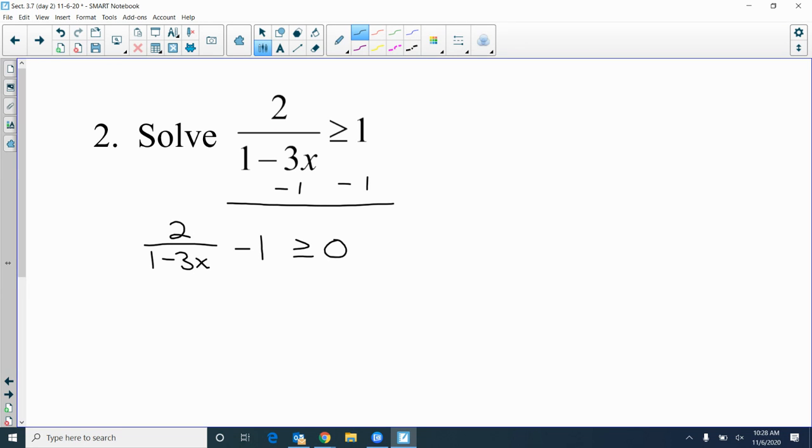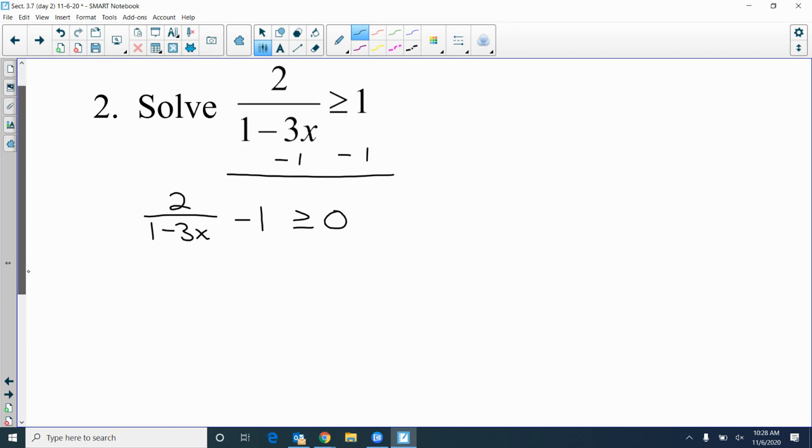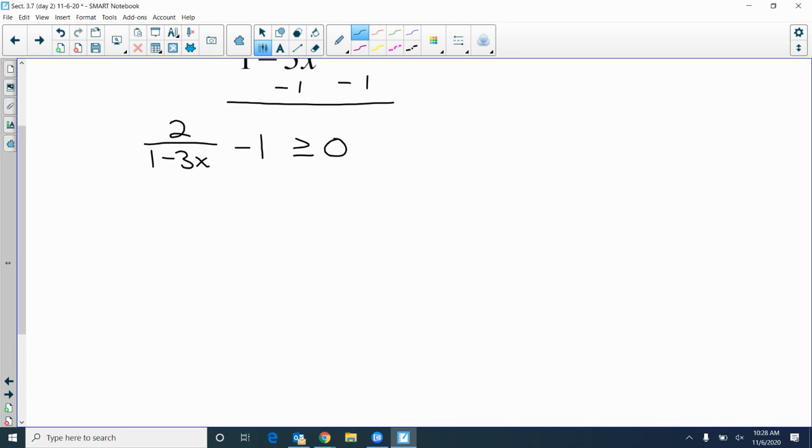Now you can't figure out 1 minus 3x yet. You've got to combine those two. You've got to get them to be one fraction. So we've got to subtract these. All right, how do I go about subtracting these?